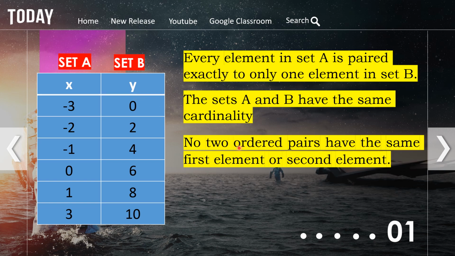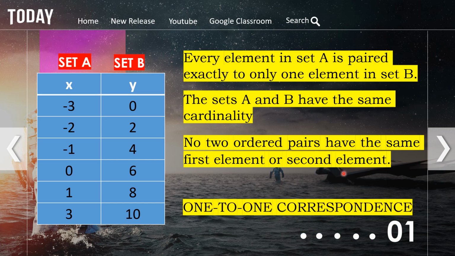Second, or the third point in these given sets: no two ordered pairs have the same first element or second element. Therefore, you can say that these given sets are a one-to-one correspondence or one-to-one type of relationship.